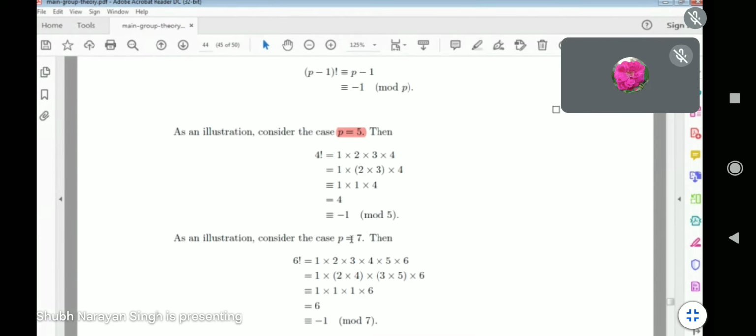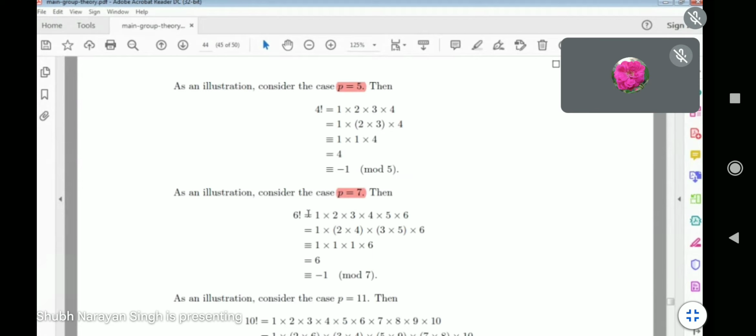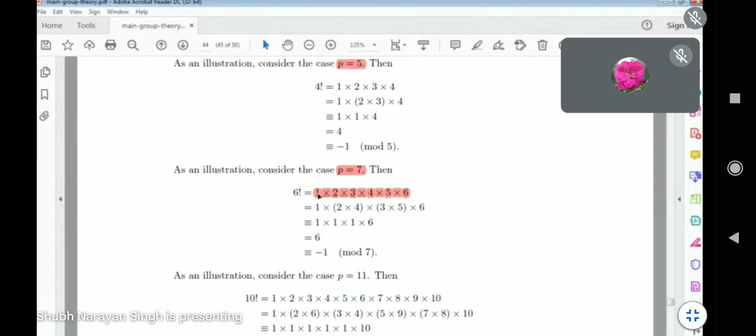Now come to when p is equal to 7. In this case, I consider the factorial of p minus 1, that means factorial 6. Factorial 6 can be written as this product. In this product, we have to group those elements which are inverse to each other. You know that 1 is inverse to itself, so that's why I make this element separate.